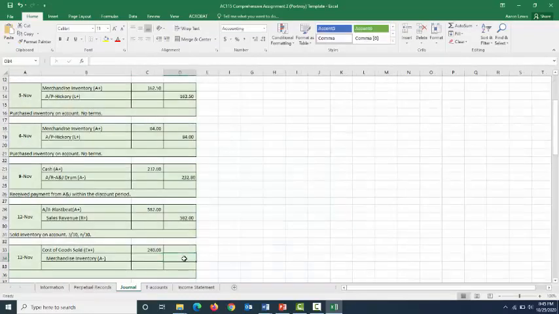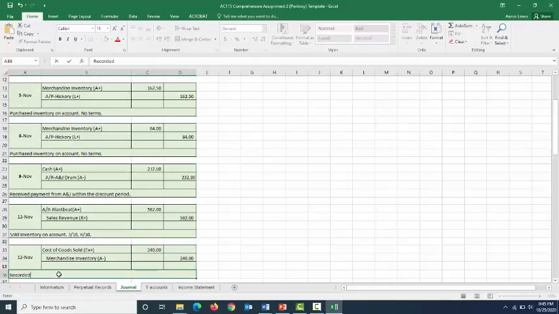And debits equal credits. Let's bring that over to a credit to merchandise inventory. And once again, we recorded COGS on the sale.